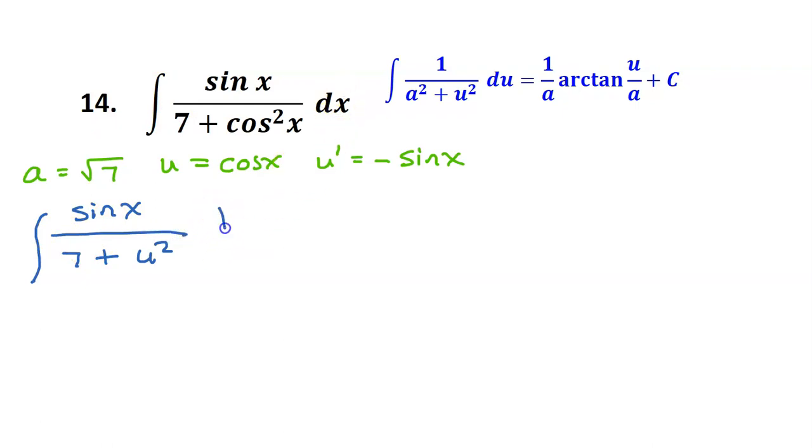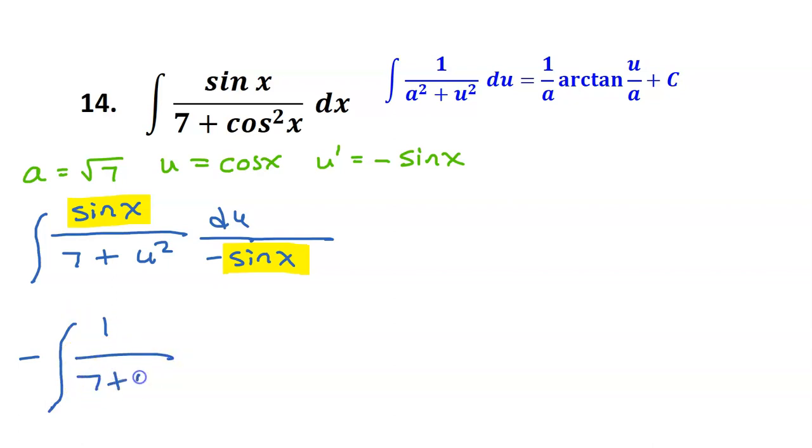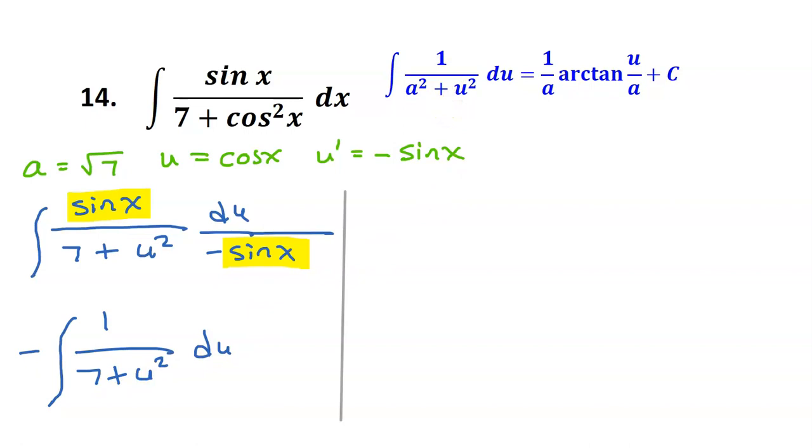Instead of dx, I will write du over u prime, which is negative sine x. Notice that we have a sine x in the numerator and the denominator, so these are gone. We still have a surviving negative sign. Let's put that in the front of the integral on the next step. So now I have 1 over 7 plus u squared du. Notice how this perfectly matches the rule.